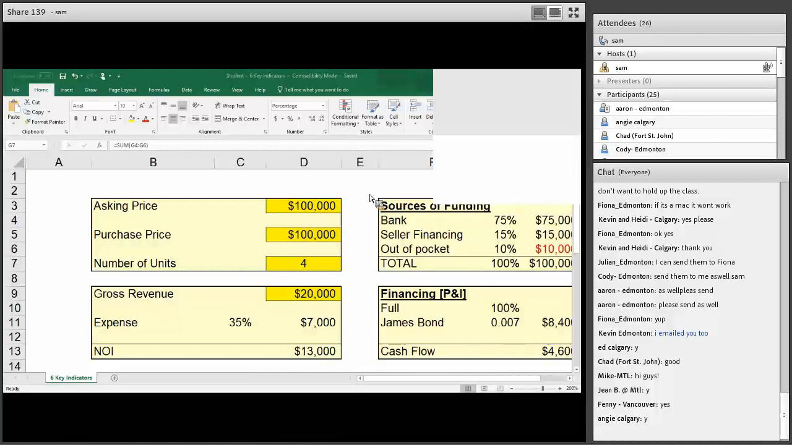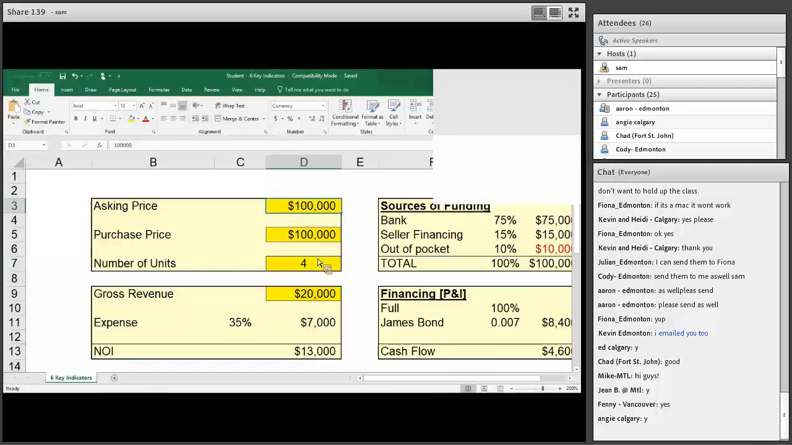The main reason for going through this is to explain the 6 key indicators. Not all of them are as important as the next, but I will explain the relationship for them. So in these 6 key indicators, all we really need is asking price, purchase price. Asking price really is less important, but it's good for you to know.